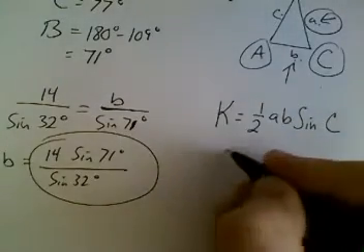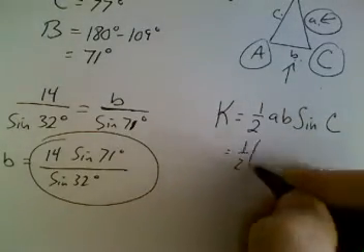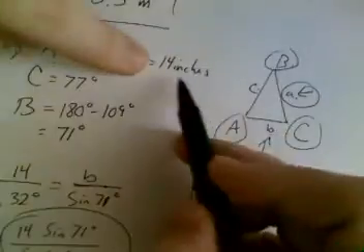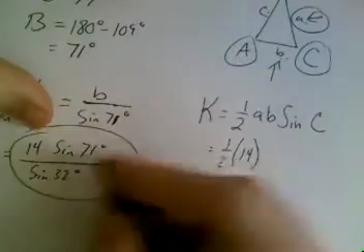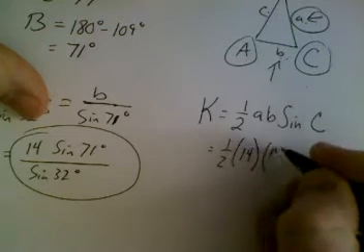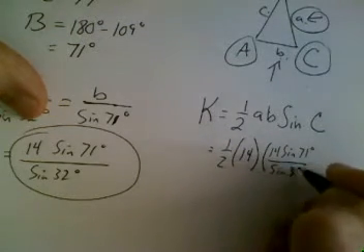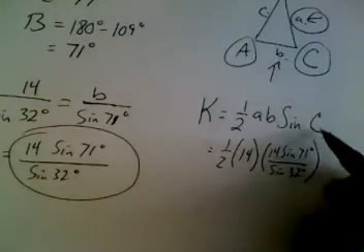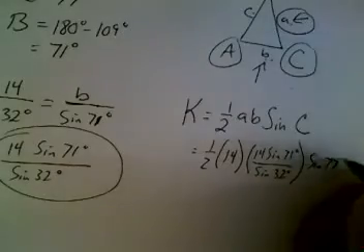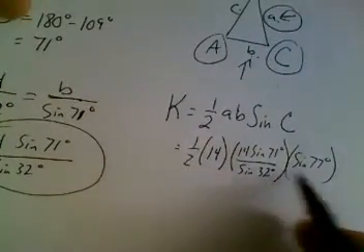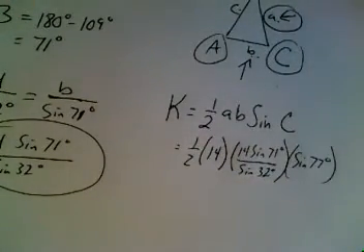Okay, this is equal to 1/2, my a value being 14 inches. My b value being this thing down here, so I'm going to have 14 sine of 71 degrees divided by the sine of 32 degrees. The sine of c, c being 77, so times the sine of 77 degrees. Typing this into my calculator will give me a more accurate value for the area.